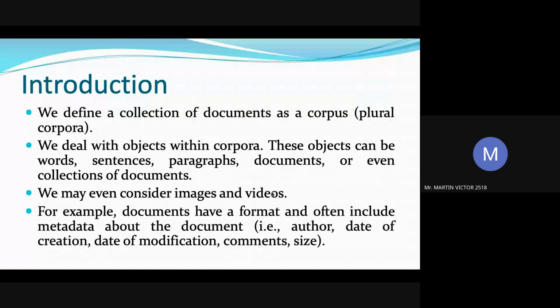For instance, if I have a certain document file, inside it I have some document, but in addition to that, I have metadata about that particular document. That means who the author is, when the document was created, maybe the size of the document, sometimes the comments that have been given. These are all the metadata about the document that has been created.